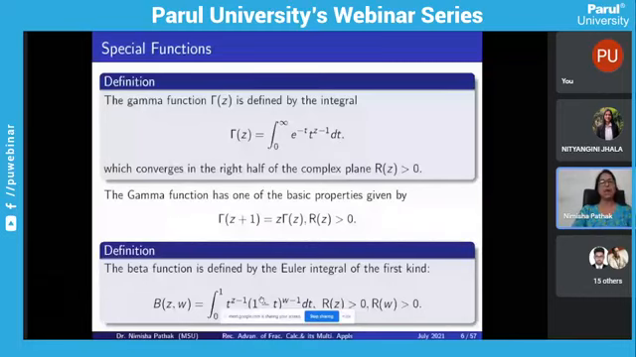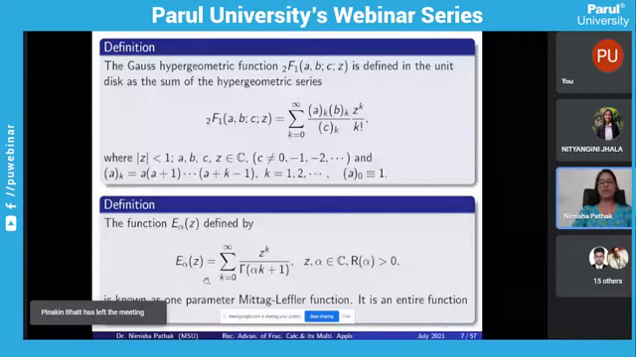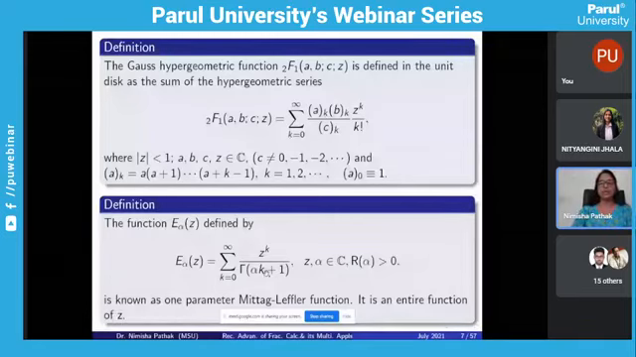The next important function is the Gauss hypergeometric function, given by 2F1. Another important function is the Mittag-Leffler function, the one-parameter version. Here it is E_alpha(z), called the one-parameter Mittag-Leffler function. This is a generalization of the exponential function, and it is also a very well-known entire function.